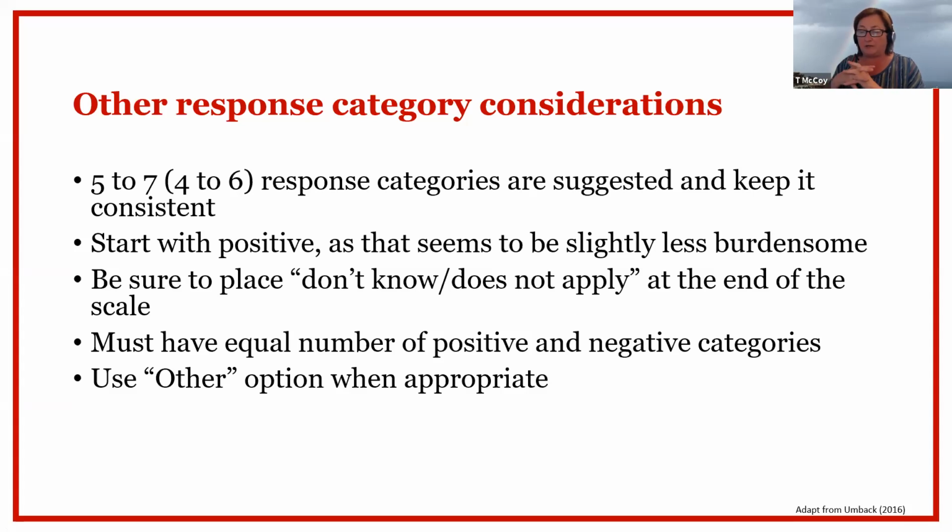So here are just some other response category considerations for you. Generally, we're talking about 5 to 7 or 4 to 6. Again, as much as possible, I like to keep it simple. I like to keep a forced choice generally on a 4-point scale. You've got to think through when it makes sense to get more granular on that scale.